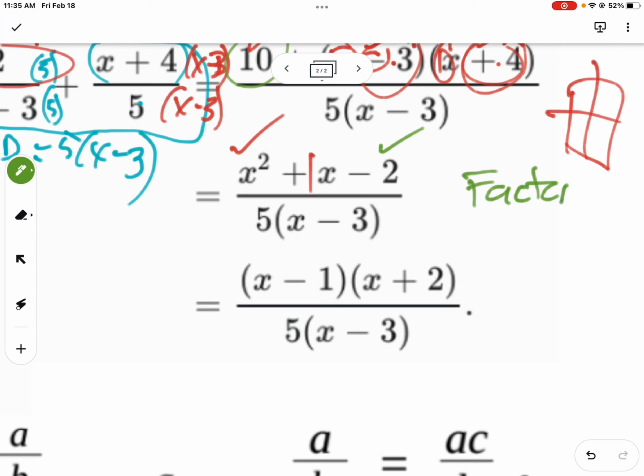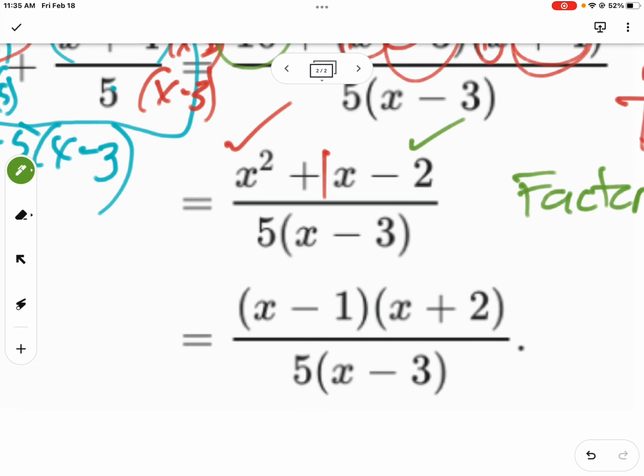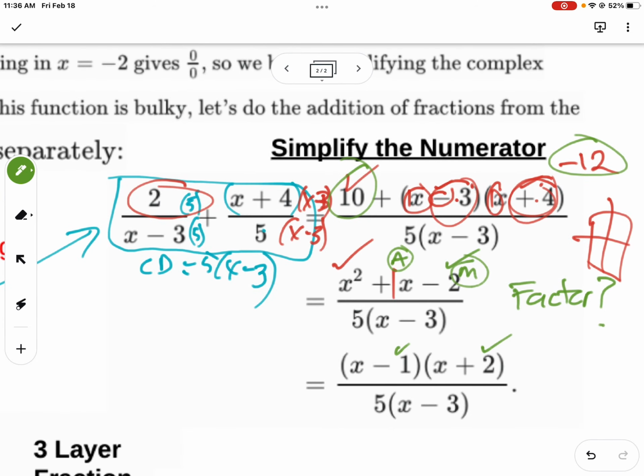Let's see if it factors. Okay, does it factor? I've got x squared plus 1x minus 2. So it has to add to this, multiply to this. Are there two numbers that multiply to negative 2 but add to 1? Pretty sure there is. Negative 1 and 2. So I've got it in factored form now. That process is simplifying the numerator.